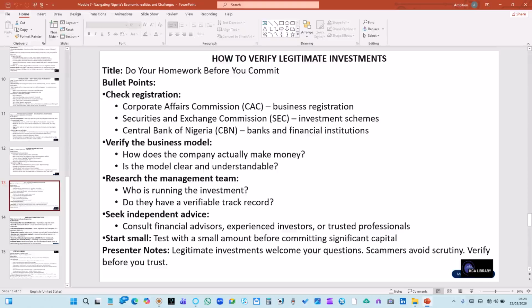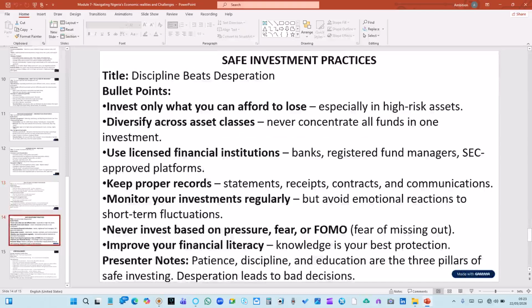Start small. Test with a small amount before committing significant capital. Therefore, you must start with a small amount before you commit significant capital. Note, legitimate investments welcome your questions. Scammers avoid scrutiny. Therefore, verify before you trust. Having known that, let us look at self-investment practices.